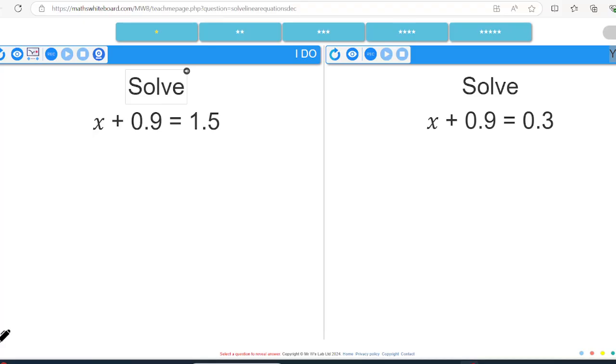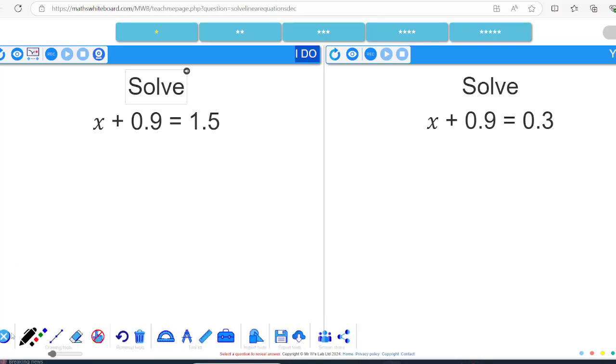Okay, I've been asked to have a look at these questions, slightly more difficult in the sense of there's just decimal places in it. So think what we did in the last questions, and we're looking at exactly the same process. We're going to move the number on the same side as the x across to the other side of the equals, and remember we're just going to change the sign. So this time it was a positive, it's now become a negative, and we're going to subtract 0.9 from 1.5.